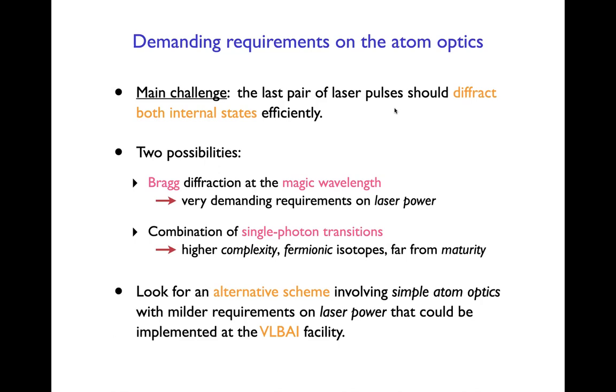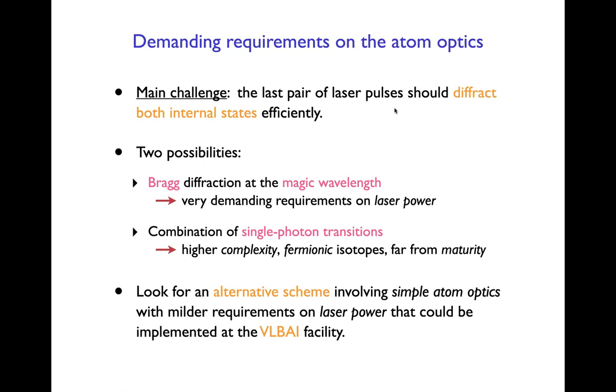So the challenge is that, at least for the second pair of pulses, as I mentioned a moment ago, you apply them when you have already generated the internal state superposition. And so what that means is that you need those laser pulses that act as diffraction gratings to diffract efficiently both internal states at the same time. In general, you choose the frequency for your laser pulses suited to diffract efficiently your atoms in a particular energy state, and you can choose it properly.